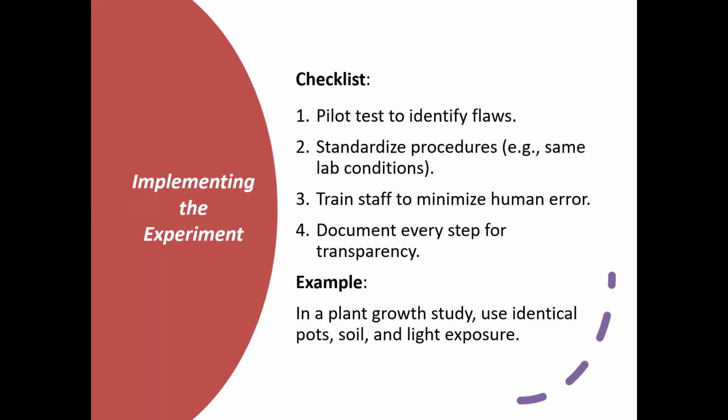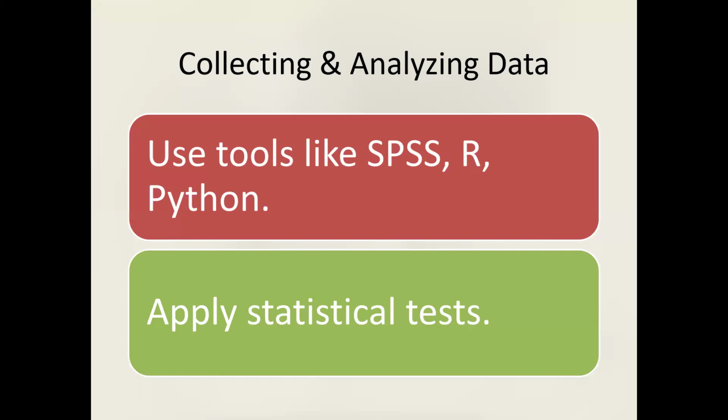And then use a standardized procedure, for example the same lab condition, or train staff to minimize human error, and document every step for transparency. For example, in a plant growth study, use identical pots, soil, and light exposure. You can use these things to make sure that your experiment is completely implemented and working 100%. So for data collection and data analysis, you can use tools like SPSS or Python, and you can apply statistical tests. We will discuss the statistical tests in detail in our next lecture.